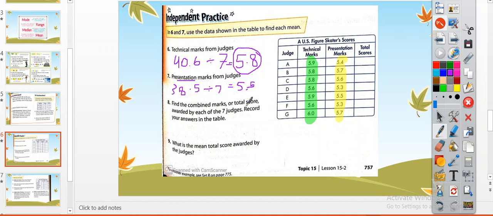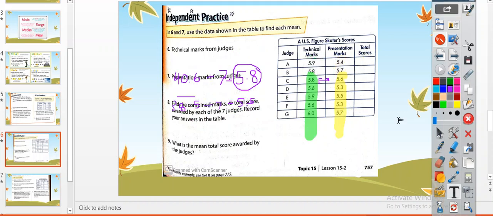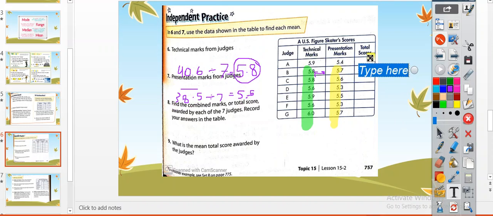Now find the combined marks for the total score awarded by each of the 7 judges. Record your answer on the table. Well, he needs from you to add those 2 marks together. Here you're gonna get, let me do them using the text. It's gonna be easier. Okay, the first one is 11.3 when you add them together. The second one is 11.5. Just add those 2 values together. The third one is 11.4.